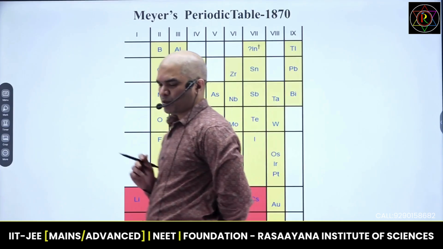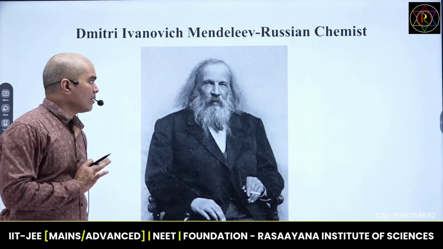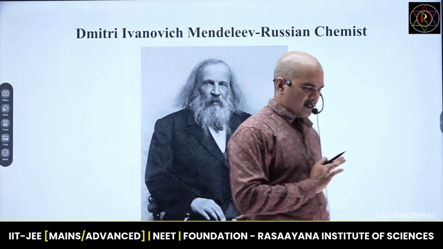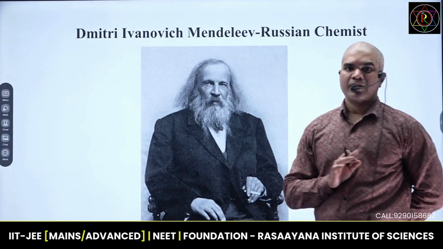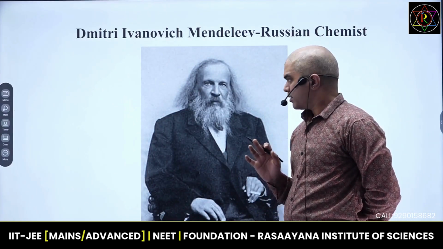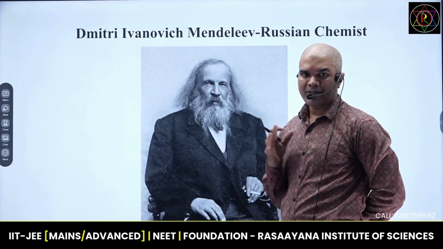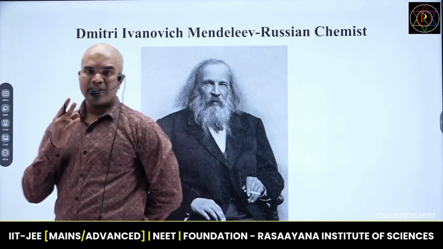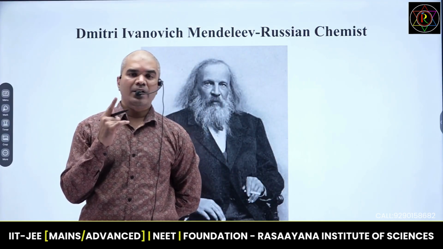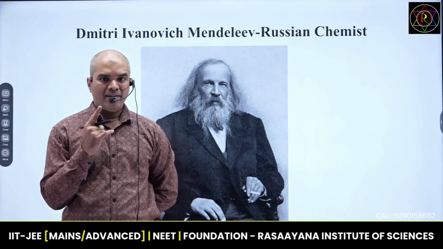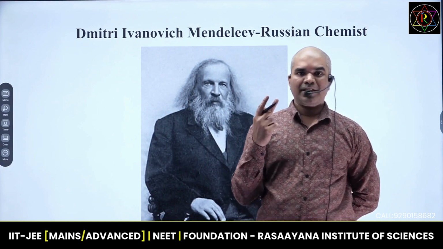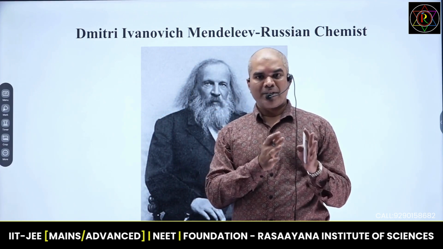Now comes the most important person, the grand old man. He is Mendeleev. He is a Russian chemist. I can call him a genius, because why am I calling him a genius is, he has done two things. First thing, he tried to classify the elements that everyone has done previously. But second most important thing is, he predicted a few elements.